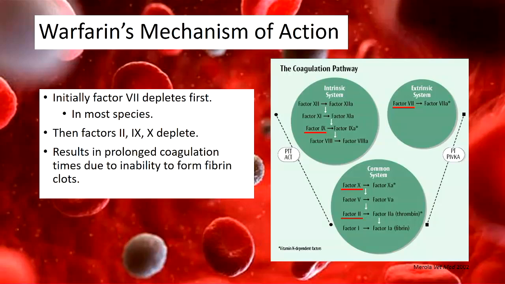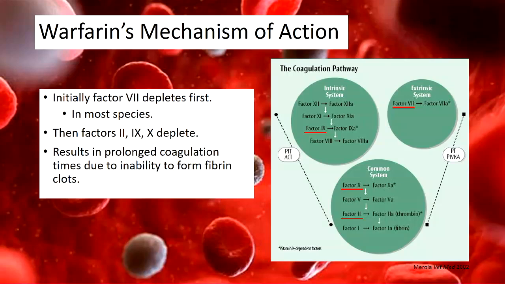In most species, not necessarily horses, but in most species, factor VII depletes first. These are a couple of tests, prothrombin time and partial thromboplastin time. You'll talk about them in ClinPath and/or toxicology, that you can use to assay the intrinsic side and the common side, or the extrinsic and the common side. So anyway, VII depletes first.